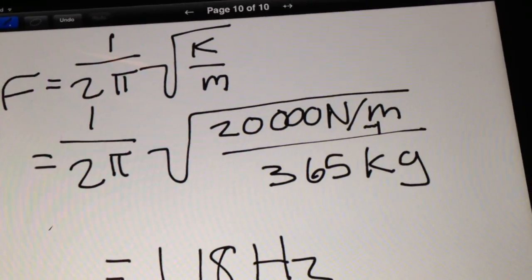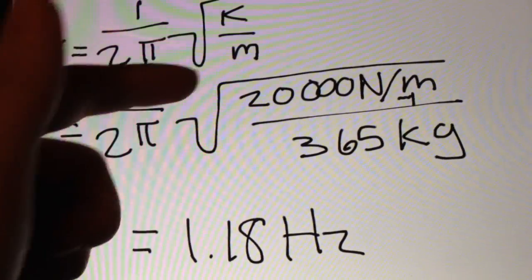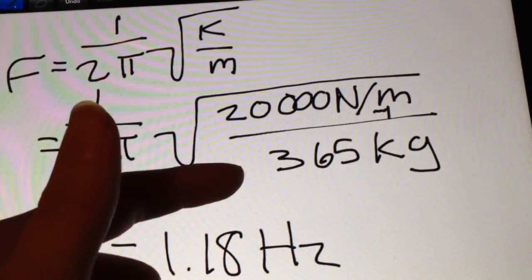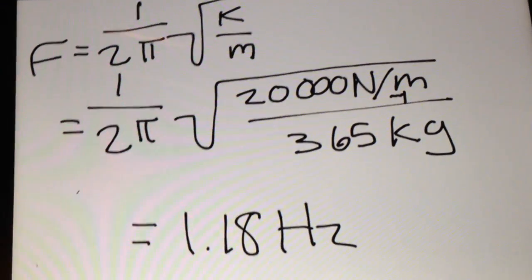We use our frequency formula, which is up here, and plug in the numbers that we have. They give us this number, and this is the number that we found, and after you plug that in, you get 1.8 Hz.